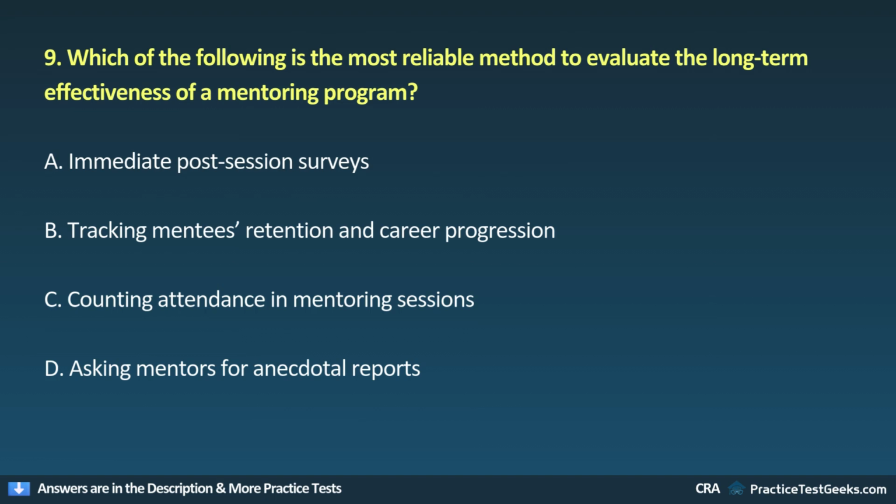9. Which of the following is the most reliable method to evaluate the long-term effectiveness of a mentoring program? A. Immediate post-session surveys. B. Tracking mentees' retention and career progression. C. Counting attendance in mentoring sessions. D. Asking mentors for anecdotal reports.